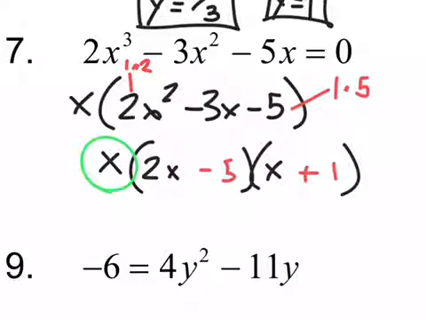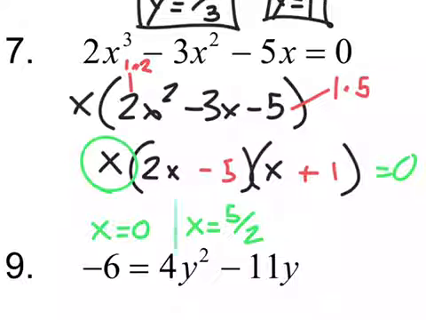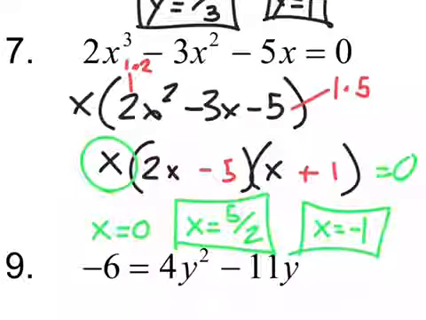Now on this one, this x can be equal to 0. So my solutions would be x is equal to 0. Here I'd add 5 to both sides, then divide by 2. And then here I would get that x is equal to a -1.